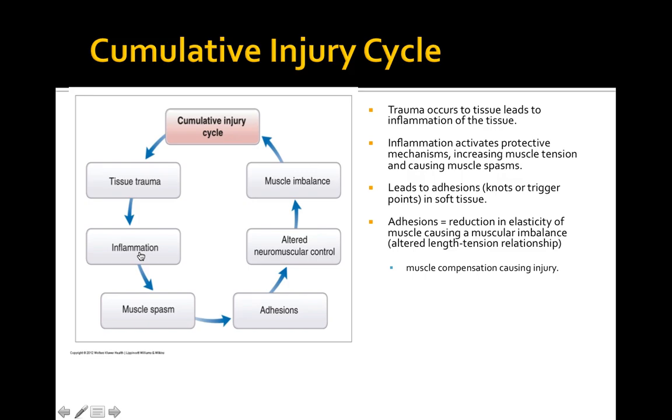This leads to adhesions or knots or trigger points in the soft tissue of the area that's damaged and those around. These adhesions can reduce the elasticity of the muscle, causing a muscular imbalance or an altered length-tension relationship. This causes the muscles around and other sides of the body to compensate for this. So in order to successfully complete a movement, simple as a step forward, the primary movers involved in the movement are no longer being used. Now the secondary, more synergistic or assistance movement muscles are taking on more of a primary muscle role.